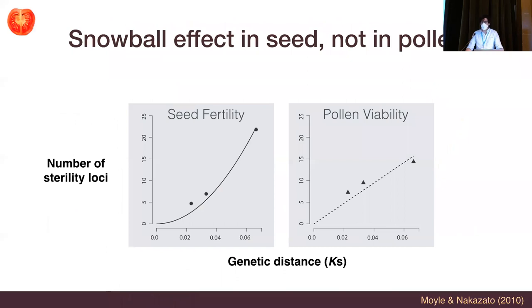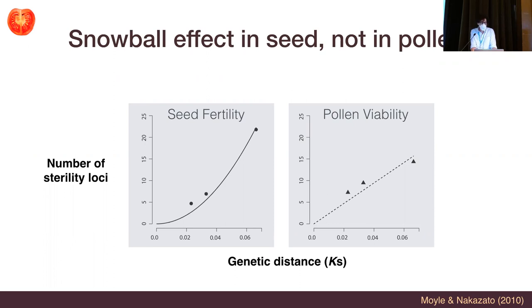Then skip to 2010, when Leonie Moyle and Takuya Nakazato gave us the best test that we have so far of the snowball effect. And apologies to Daniel Matute, of course. They took a QTL approach in three pairs of species of tomato and its relatives, and two fitness components: seed fertility, that is the number of seeds that an individual is producing, and pollen viability, measured as the fraction of pollen grains that are deemed viable by some staining assay, which is the extent of my knowledge of it, actually.